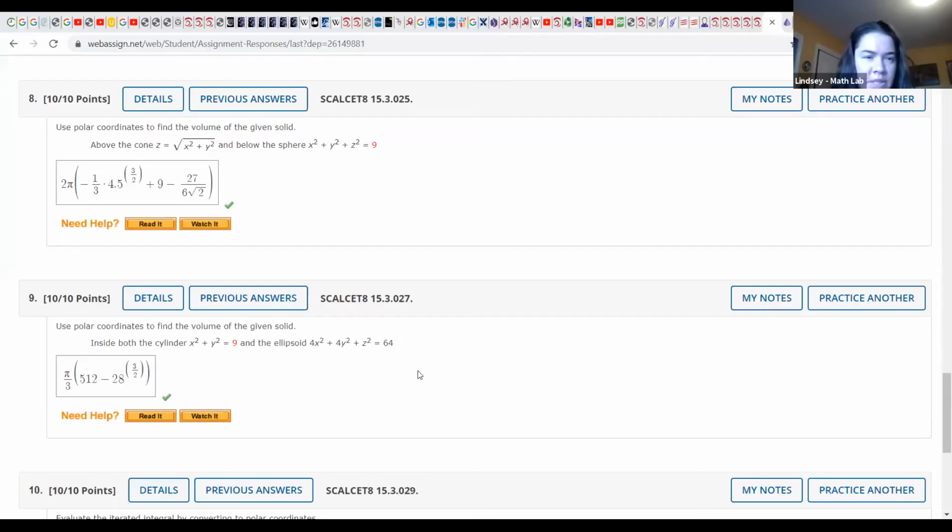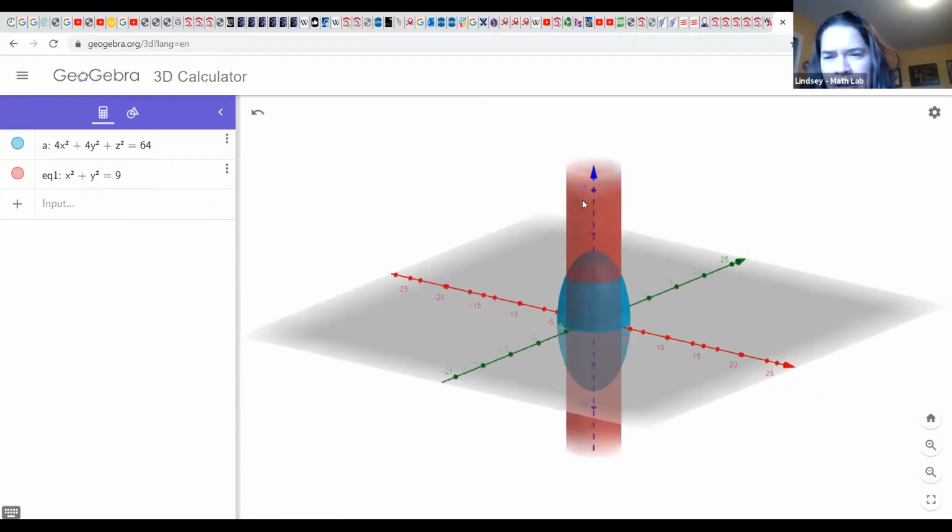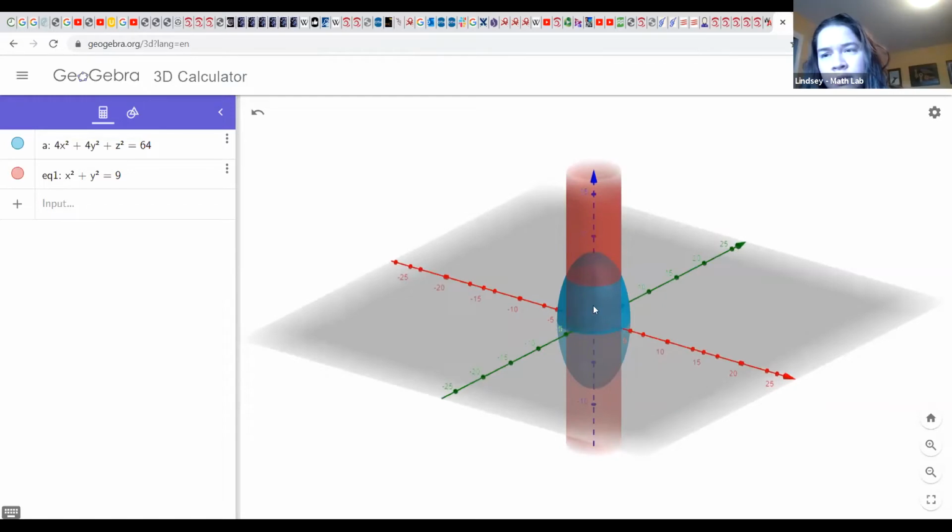So it is question 10 about finding the volume of the given solid inside both the cylinder x squared plus y squared equals 9 and the ellipsoid given. I figured it out, but originally my answer was wrong. Then I had a hunch and I doubled it because I knew that there was volume above and below. It was symmetric, so therefore the same volume. Which is why doing a graph of it is very helpful.